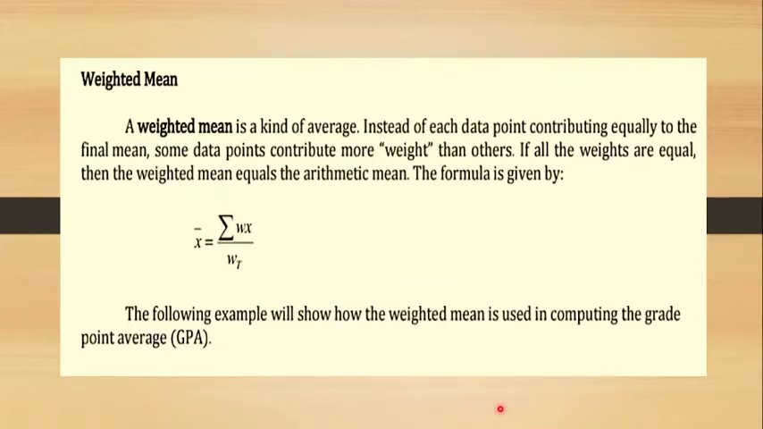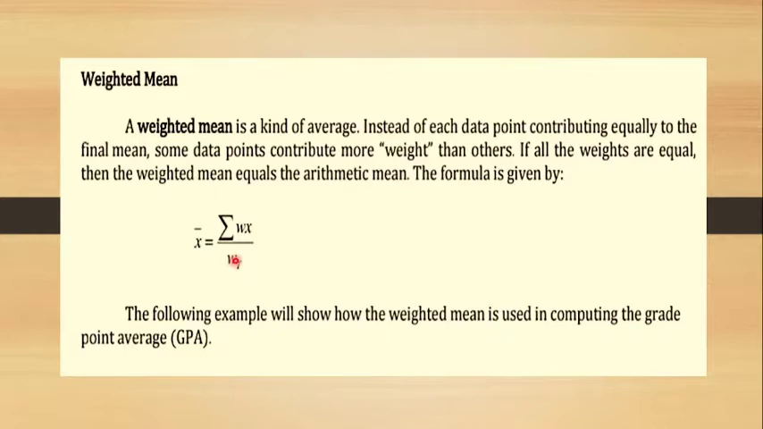Weighted mean. A weighted mean is a kind of average. Instead of each data point contributing equally to the final mean, some data points contribute more weight than others. If all the weights are equal, then the weighted mean equals the arithmetic mean. The formula is given by the mean, x bar, equals the summation of w times x all over w sub t.